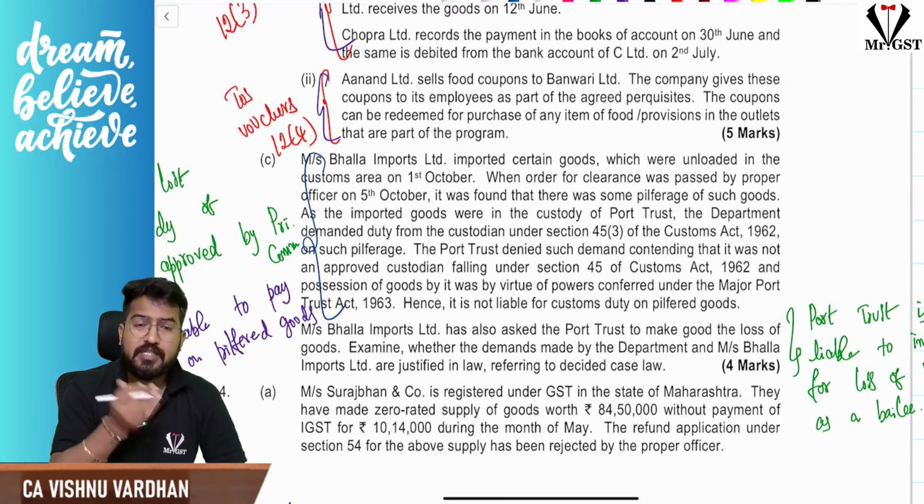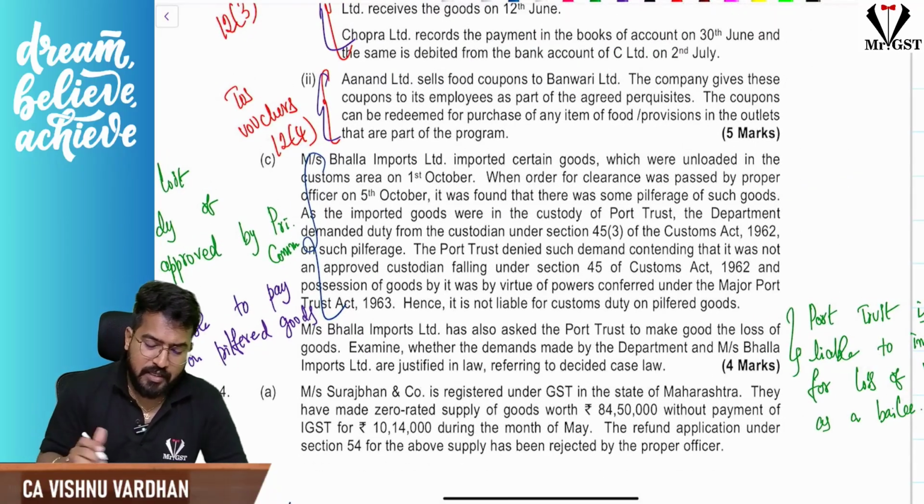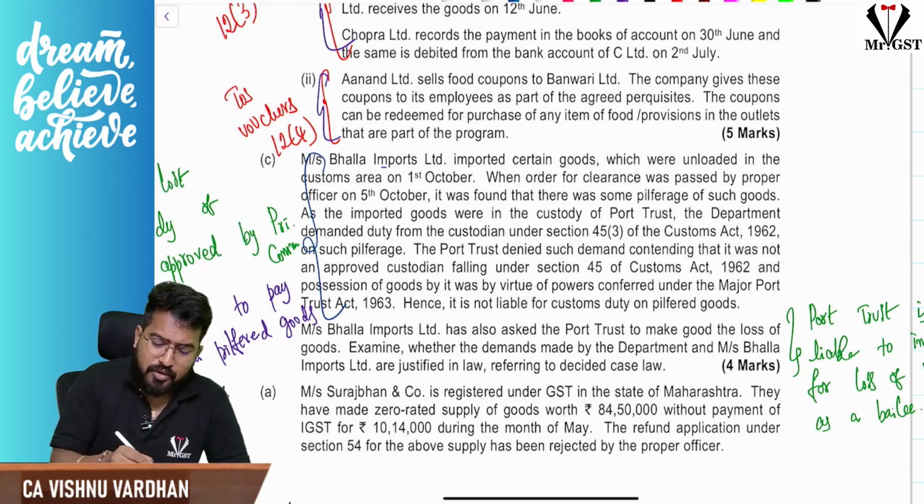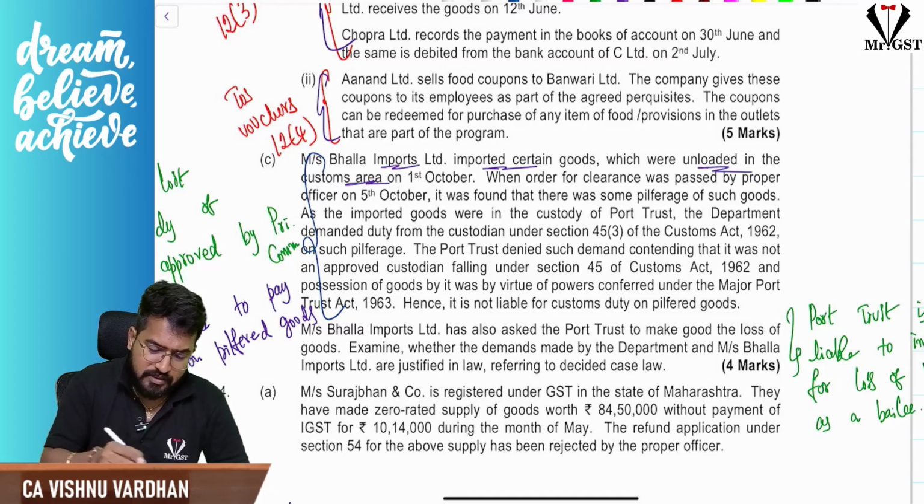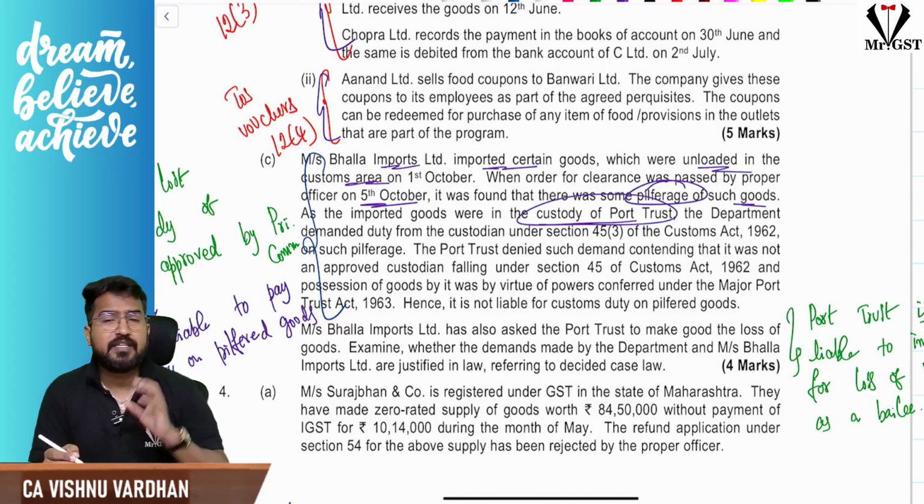Okay, next one, one more 4 mark question in the third question. Third question, sub question C. So this question is all about Balla Imports, which imported certain goods, unloaded in the customs area. Order of clearance is passed on 5th October. And see, this is all about some goods being pilfered when they are in the custody of port trust.